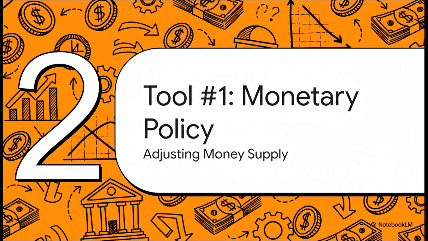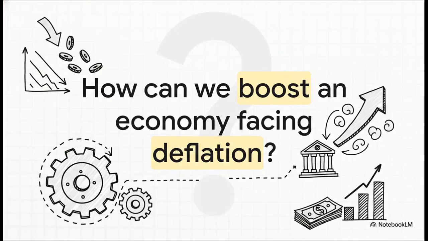Okay, so how do policymakers actually steer the economy back to that sweet spot? Well, let's look at their first tool, monetary policy. This is the central bank's playground, and it's all about one thing, controlling the amount of money that's flowing through the economy. So let's paint a picture.